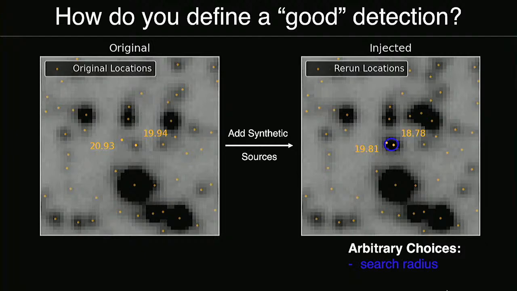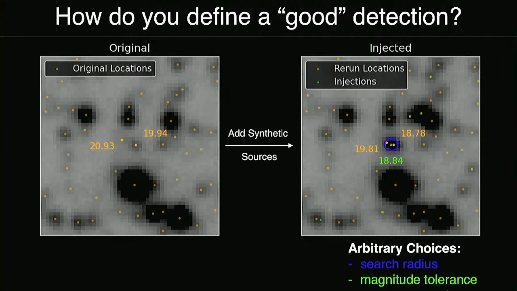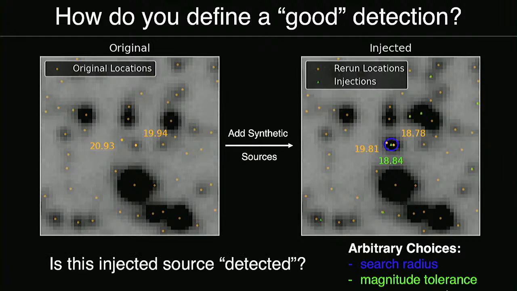You search within some radius around the injected location, and you ask if within that radius there is a source within some magnitude tolerance from your injected source magnitude. And in this case, there is a source within the search radius within 60 millimags of the injected source magnitude. So I think most reasonable choices for these arbitrary choices would say this is correctly accepted and detected. But I just want to challenge that assumption.